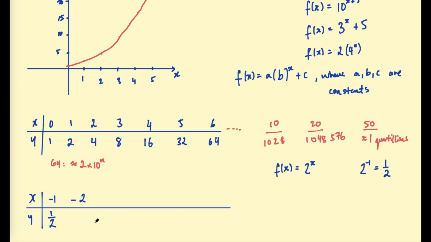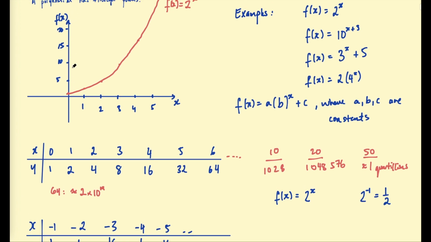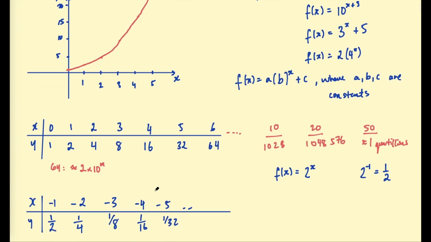When x is -2, that's 1 on 4. When it's -3, 1 on 8. Then 1 on 16, 1 on 32, and so on. So they are just the reciprocals of these values here. Okay, so now when we go below the left side of the y-axis, we have fractions that are decreasing in size, and they're slowly approaching 0, but they never actually reach 0. So you get closer and closer to 0.